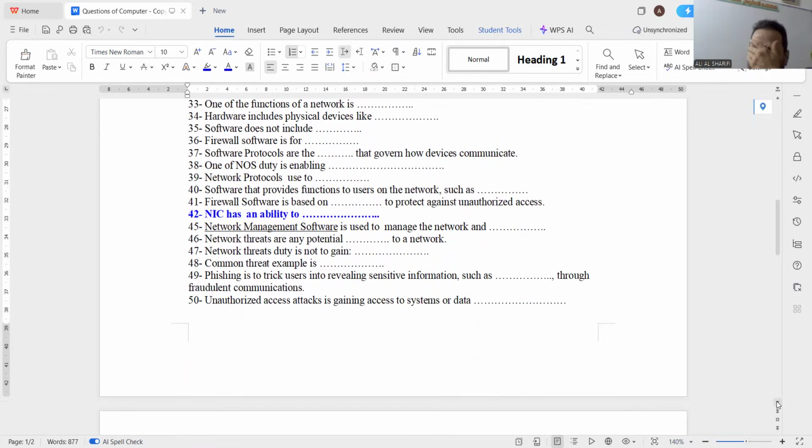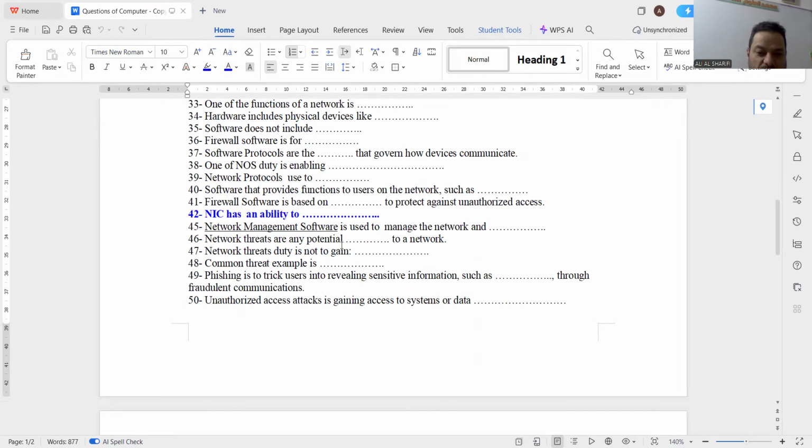NIC has an ability to what? The main purpose of this part is to what? Network management software is used to manage the network and what? Another function of the network management software.